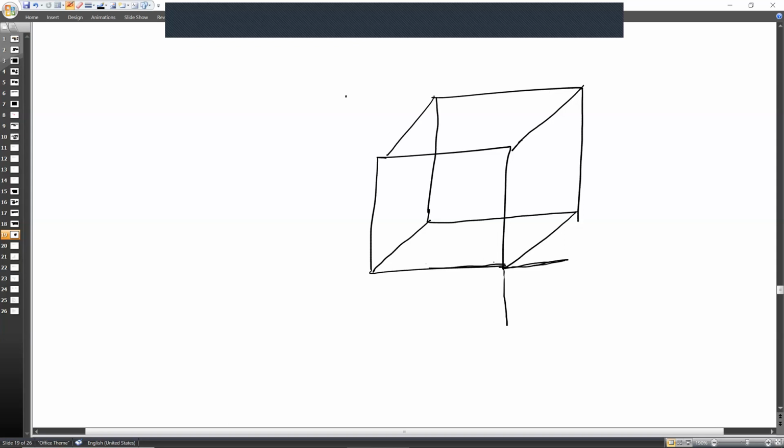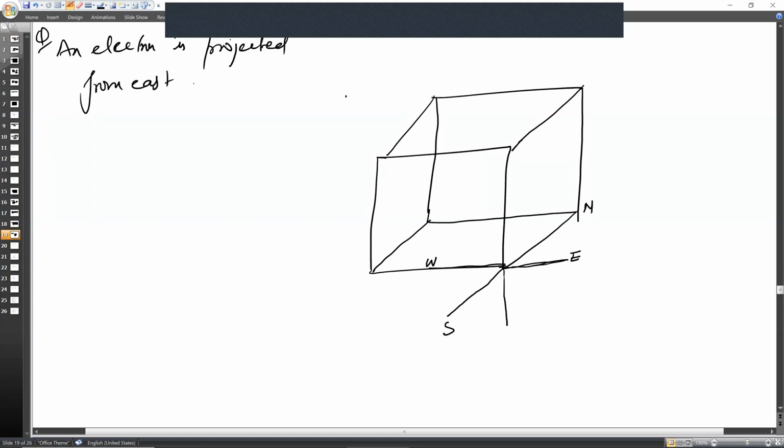The most important question that is asked in the examination is, why do magnetic field lines never intersect each other? Okay. So let this one be west, this one east, this one north, and this one south. If the question comes in the examination that an electron is projected from east to west.